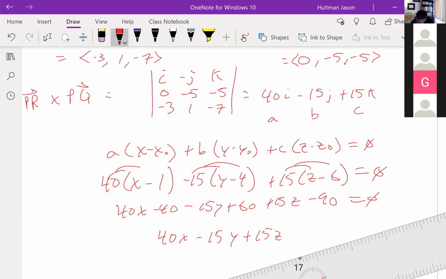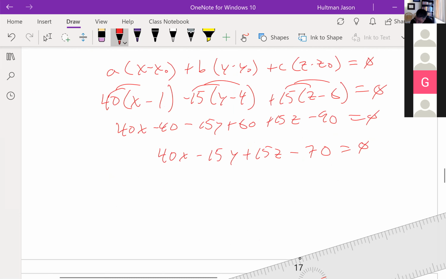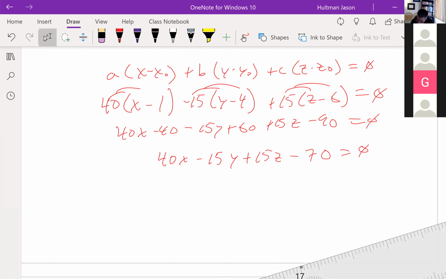Okay, so that's minus 70, right? What's wrong here? No, that's right. Yeah, that is right. Minus 70 is equal to 0. Okay, I'm messing up on my arithmetic.